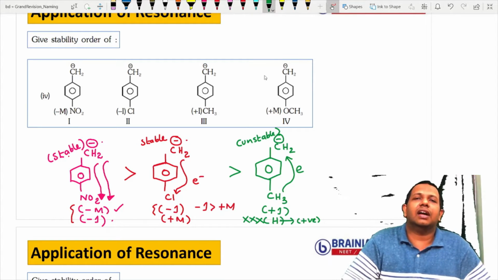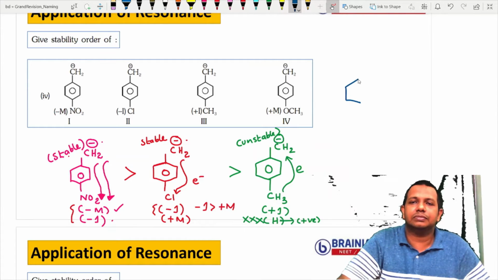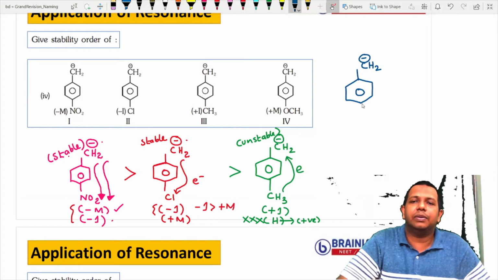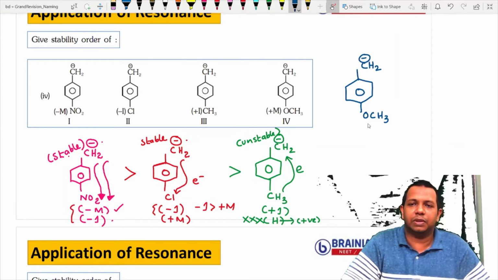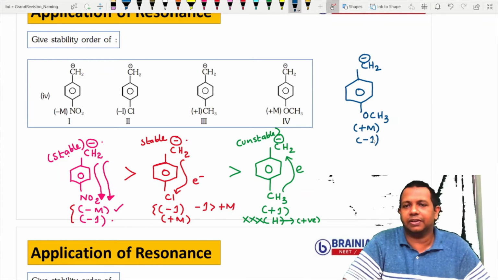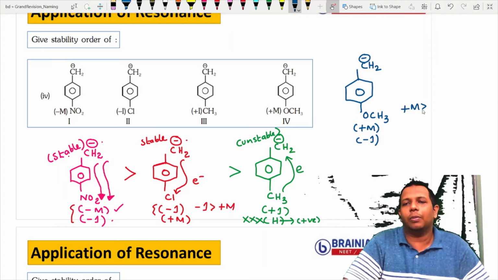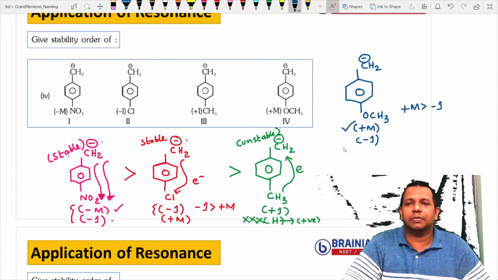Now let's take the last one. In the last one, you can see you have a benzene ring connected like this, and you have CH2 minus present here, and you have OCH3. Now we know OCH3, what effect is it? It is a methoxy group. It has plus M effect and also a little bit of minus I effect, and plus M effect dominates over minus I. And this is present at para position, so plus M effect is present.